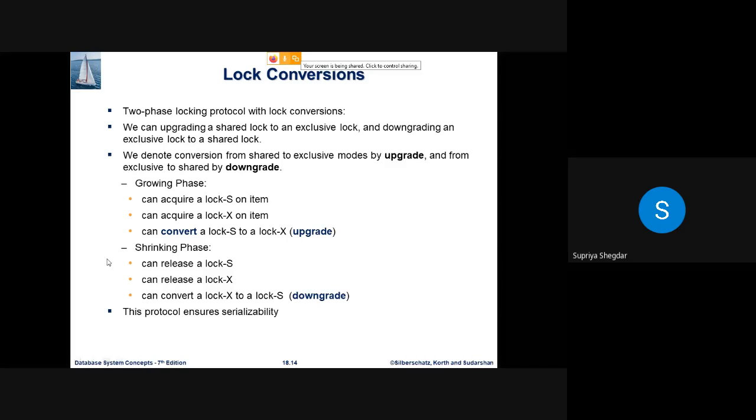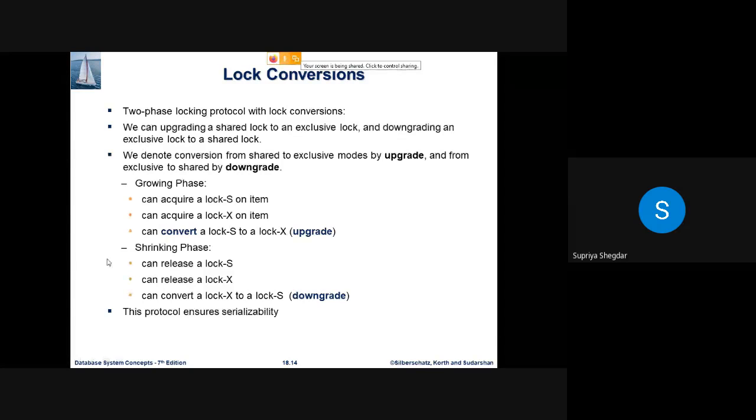And in the shrinking phase, we know that we can release the lock. Here we can release the shared mode lock and we can release the exclusive mode lock, and we can convert the exclusive mode lock to the shared mode lock. So it is called the downgrade, and the downgrade is possible in the shrinking phase. This kind of lock conversion ensures serializability, means if we perform the lock conversion in the two-phase locking protocol, then we can achieve the serialized schedule.